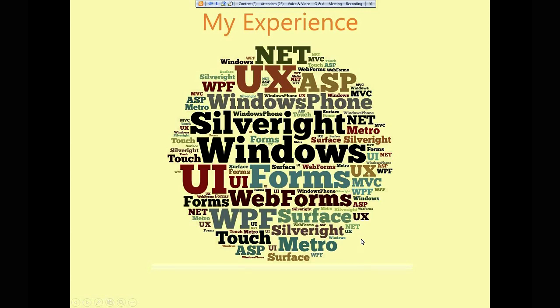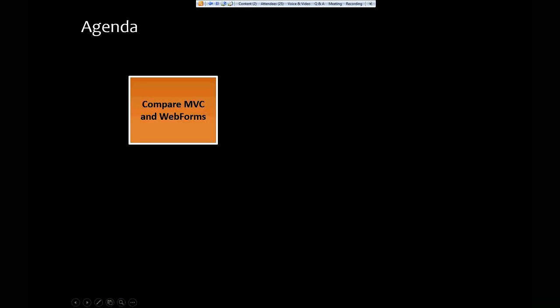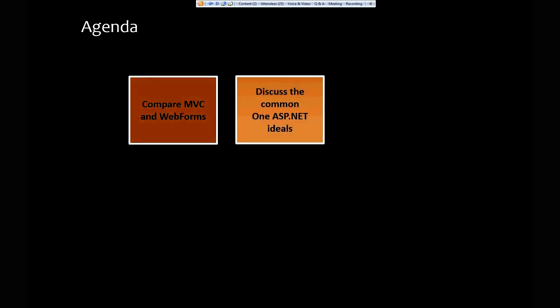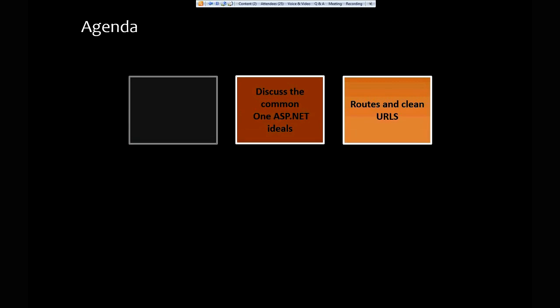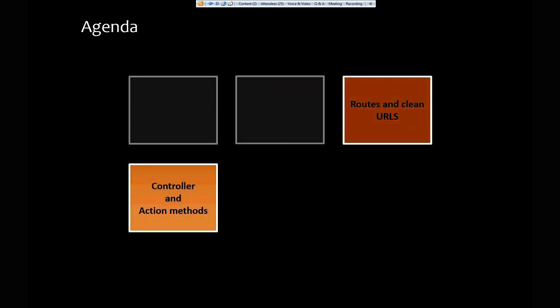So the agenda for today is we're going to be comparing MVC and web forms. We'll be looking at what the common pieces are, what some people at Microsoft call the One ASP.NET ideals. After that, we'll talk briefly about routes, what they are and how they enable clean URLs in your users' browsers. We'll talk about the first piece of MVC, which is the controller. The controller is the first place that you put your code in your ASP.NET MVC application, and we'll in particular look at the methods that live inside that controller called action methods.